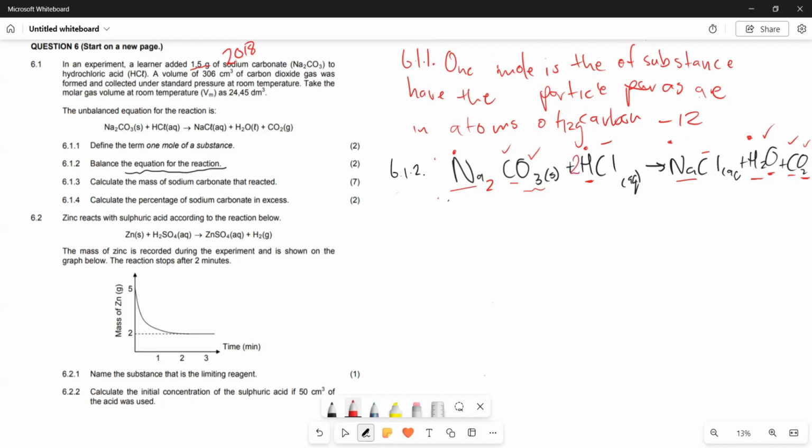Now, if you are inserting a 2, you are going to have 2 hydrogen on this side, and now 2 hydrogen on this side. Which means our hydrogens are now covered. Now, let's look at something else.